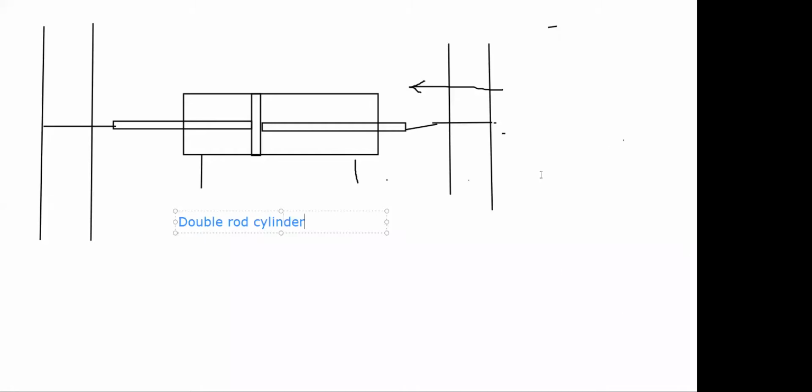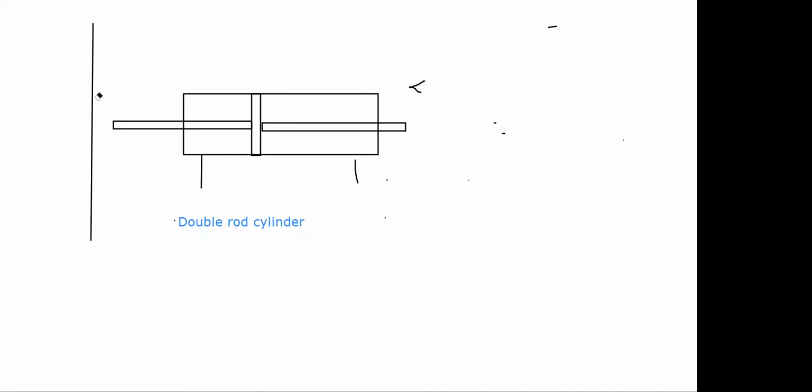Okay, now this we drew for assumption, but the actual symbol is only this much. Why are we going to use this double acting double rod cylinder? To control the two pipelines simultaneously. But its symbol is like this only. Okay.